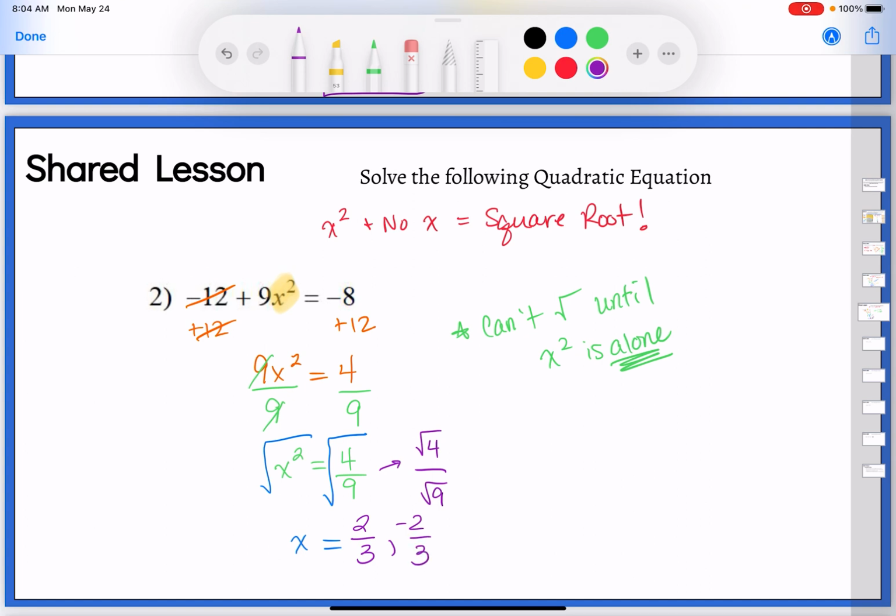We always have those two answers, even if there's fractions. Don't forget your plus or minus. All right, so even if it's a fraction, it's okay. Just take the square root of the top and the square root of the bottom. And remember, you'll have one positive and one negative.